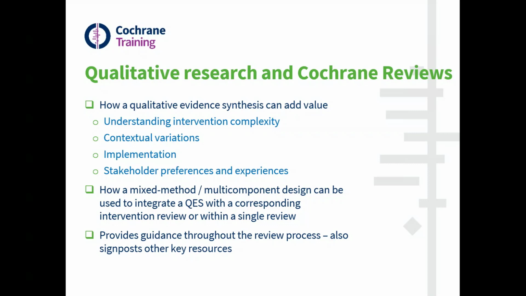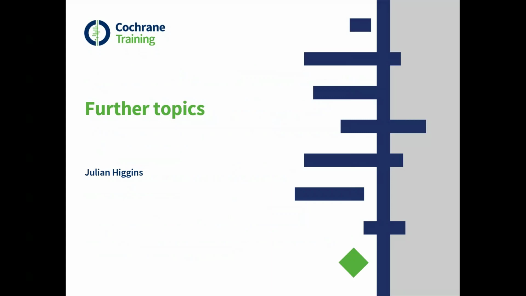Qualitative research has almost got the same chapter number as in the previous volume, even though lots of chapters have moved around. And this chapter really focuses on how qualitative evidence synthesis can add value, thinking about intervention complexity, variations due to context, implementation, etc., and how to bring stakeholder preferences and experience into the review. And this chapter has been considerably reworked in the light of a lot of other methodological papers that the team has published. And so it's very much a signposting chapter, a little bit like the complexity chapter in that sense. So I'll hand back to Julian now.